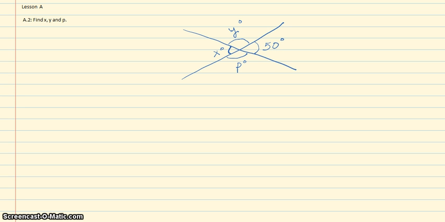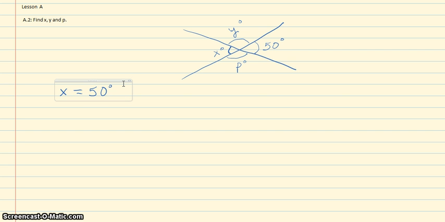In our second example in Lesson A, we're going to use the ideas that vertical angles are equal and that when we add supplementary angles, they give us 180 degrees. The first degree that I'm going to find is the degree of x. And x is a vertical angle from 50 degrees. So I'm going to set x equal to 50 degrees. And that's all you have to do when they're vertical angles.